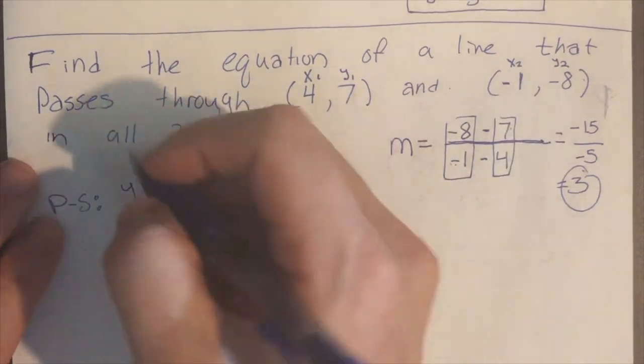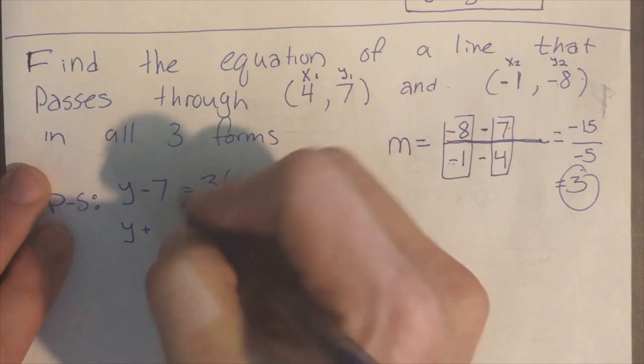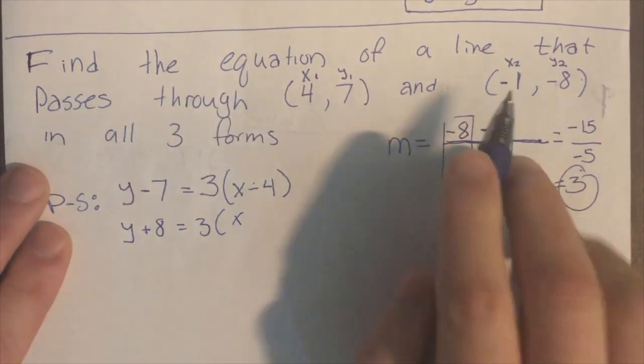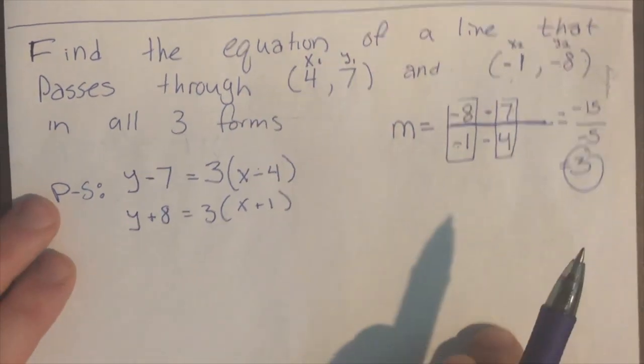What if we did the other one? Here I do y plus, you get to minus 8 equals 3x plus 1, because that is a minus, so I need to flip it to a plus.